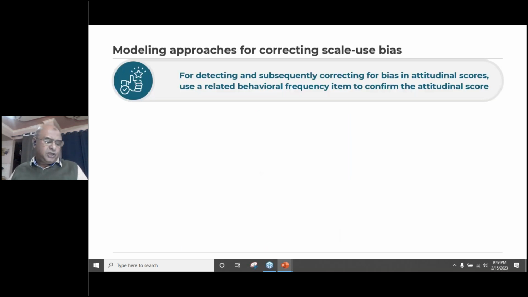There are approaches which allow us to do that. The modeling approach, these are more difficult approaches. We don't want to go into them deeply. We have included it here.